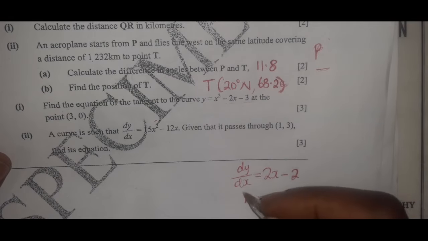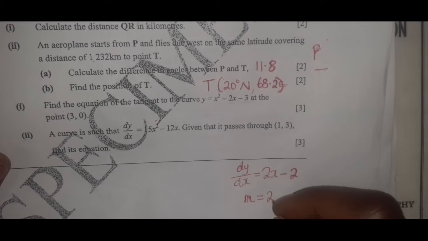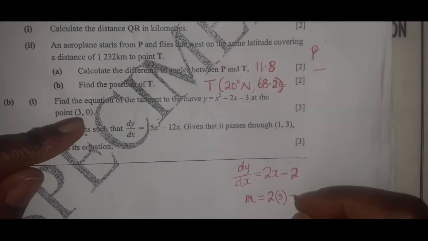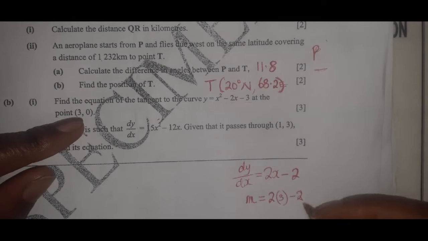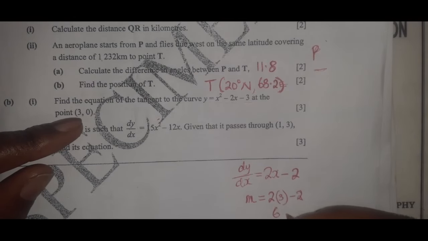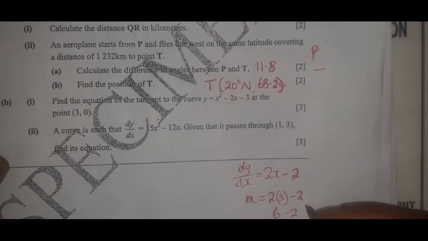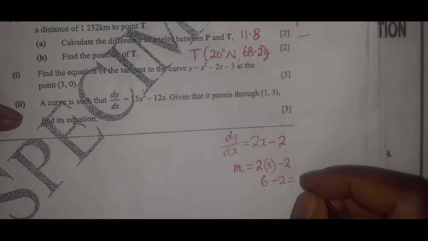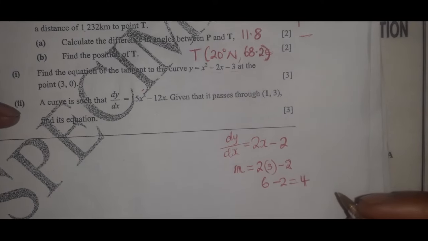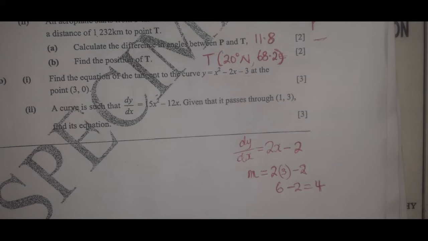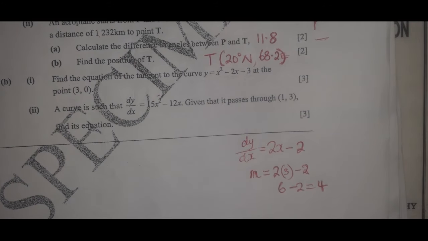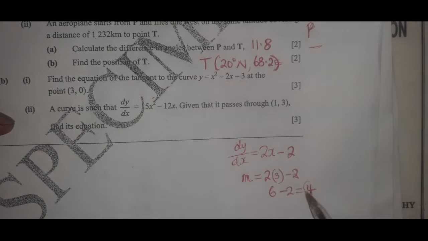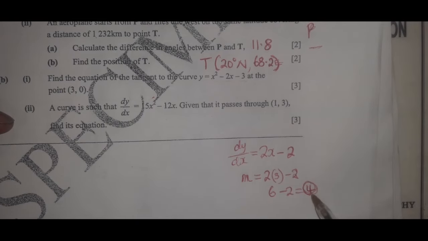This is the gradient function. So we're going now to say 2. What is the x coordinate? X coordinate is 3 minus 2. What do we get? We're getting 6 minus 2. This is going to give us 4. So our gradient is what? Our gradient is 4. So for the equation of the tangent, we're going to use this same 4 as our gradient.